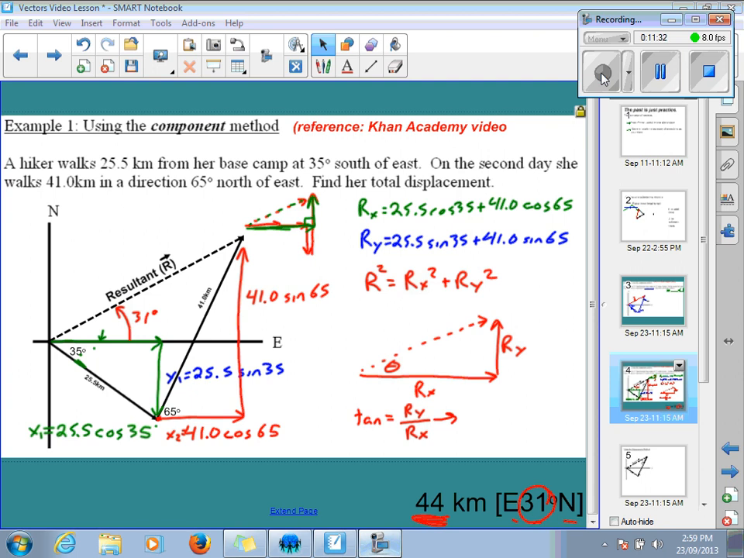So that is the component method solved. Fill in the numbers yourself and make sure that you can get these values. Something I need to point out, I did have something wrong in the Ry. Pause it now and see if you can figure it out. The problem is right here. I gave the first Ry, I gave this component here a positive value when I had identified north as positive, and it's going south. So that should have been negative 25.5 sine 35.